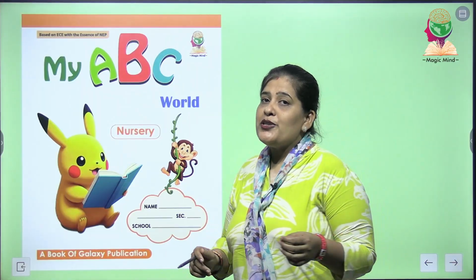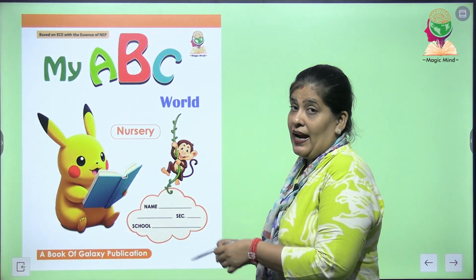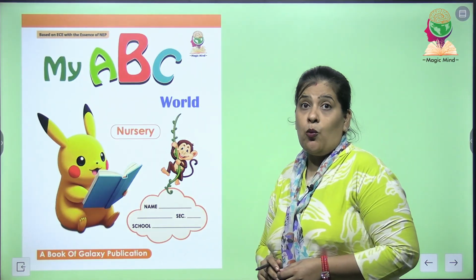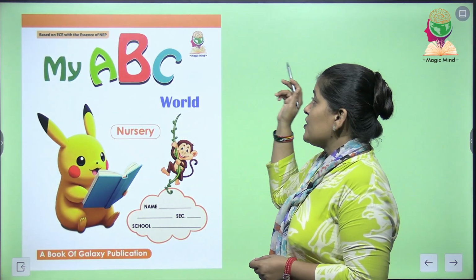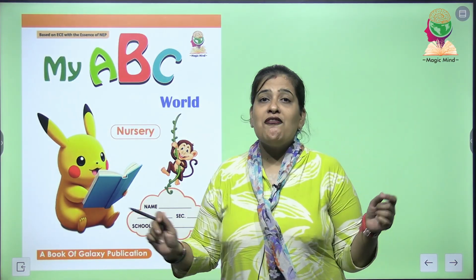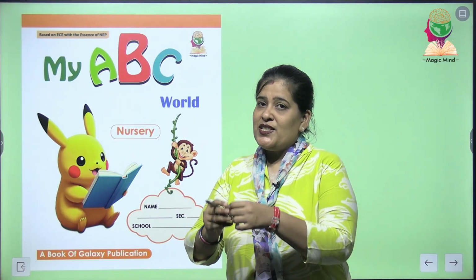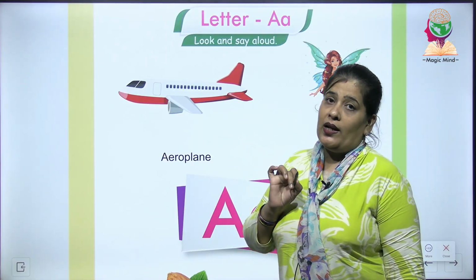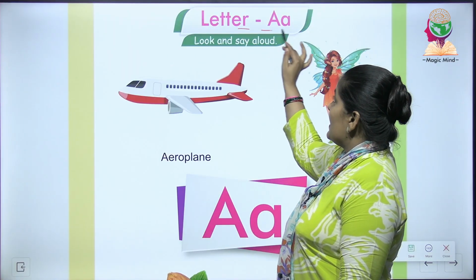So today we are going to start our new book, and the name of our book is My ABC World by Magic Mind, a book of Galaxy Publications. तो चलिए स्टार्ट करते हैं अपनी बुक. सो फर्स्ट वी विल लर्न अबाउट लेटर ए.